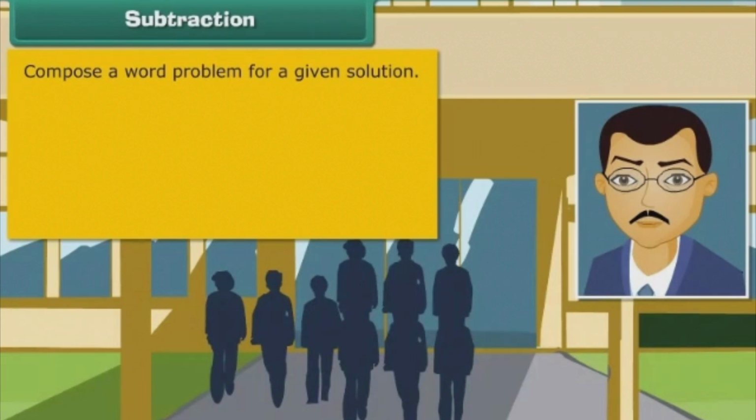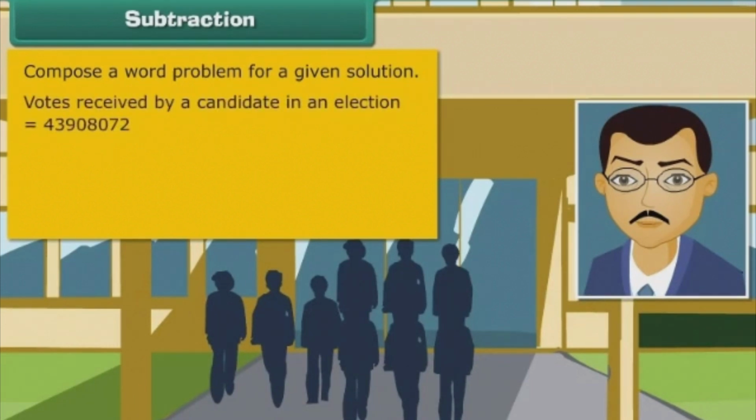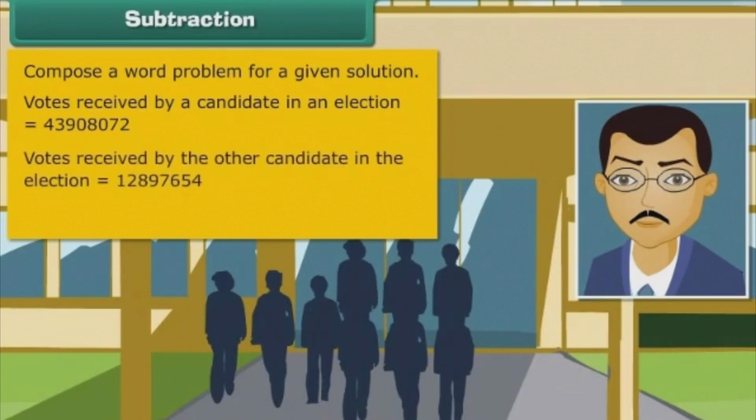Let us now compose a word problem for a given solution. Look at this solution. Votes received by a candidate in an election is equal to 43908072. Votes received by the other candidate is equal to 12897654. Difference between the votes is equal to 31010418.